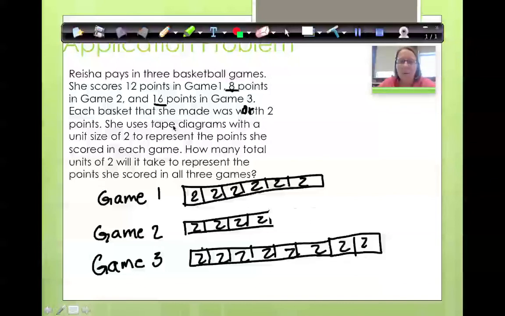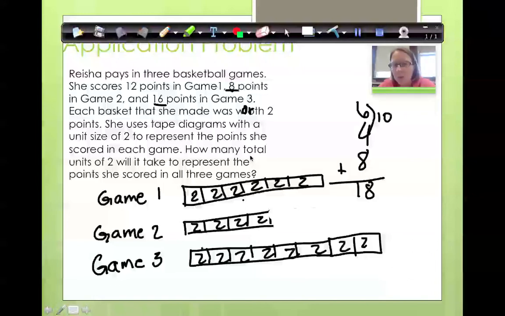So there's a unit 2 for each one. Now, how many total units of 2 will it take to represent the whole game? Okay, so how many units of 2 did we have here? 1, 2, 3, 4, 5, 6. We'll have 6. How many here? 4. How many here? 8. So let's add it up. Okay, I know that this is a 10. So 10 plus 8 is 18. So how many units of 2 will it take to represent all the points in her games?